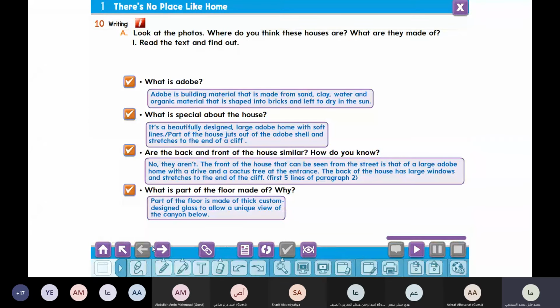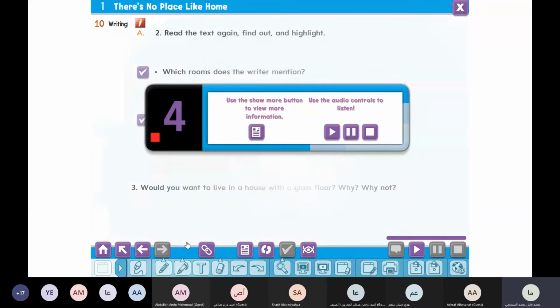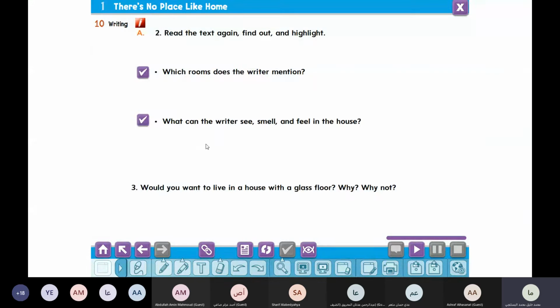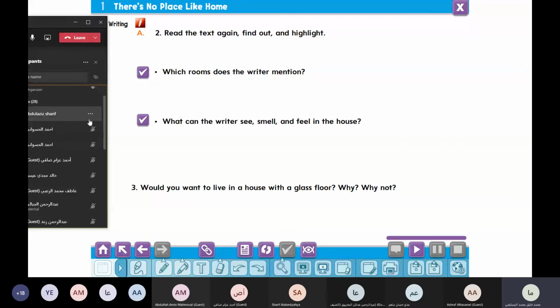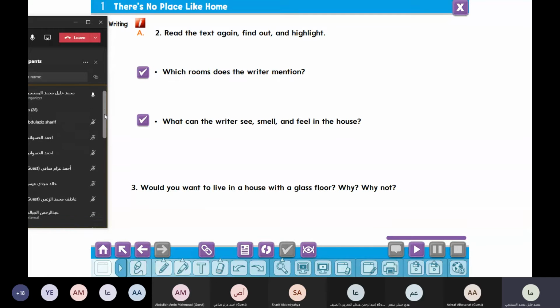Okay. Now, look at number 2. Read the text again and answer the questions. Find out and highlight. Who can read the first question here?